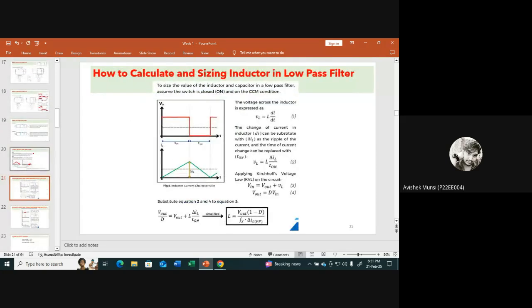As I discussed, how we calculate the inductor current and how we size the low pass filter inductor: the voltage across the inductor is L di/dt, and in that way we are able to calculate the inductor value. The aim of this course is to design a converter, right? So basically how we design the inductor, how we design the capacitor, and how we select the switch, which is also a major factor. Slowly you will be able to understand, and you can build a converter by yourself also.